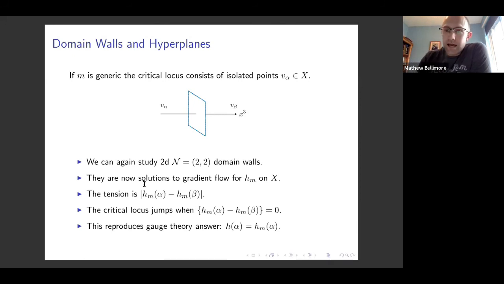And it happens at exactly the same places as it does in the gauge theory construction. In particular, there are these hyperplanes labeled by pairs of vacua, where the critical locus jumps, it suddenly gets bigger. And it's a non-trivial fact, but this reproduces the same hyperplane, the same results as you get in the gauge theory answer. Particularly if you evaluate this real superpotential H in the gauge theory at a vacuum, you'll reproduce the same result by evaluating the moment map in the vacuum here.